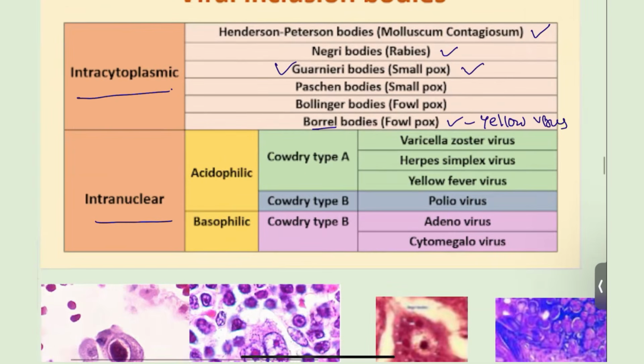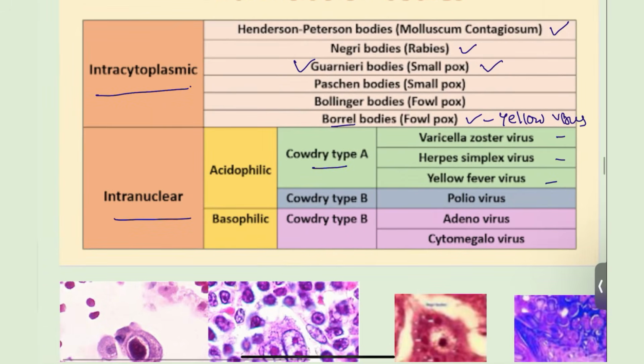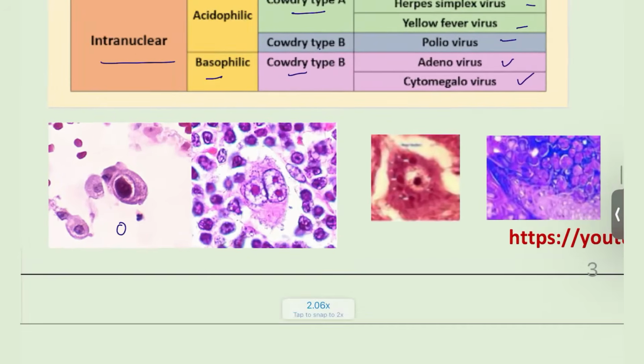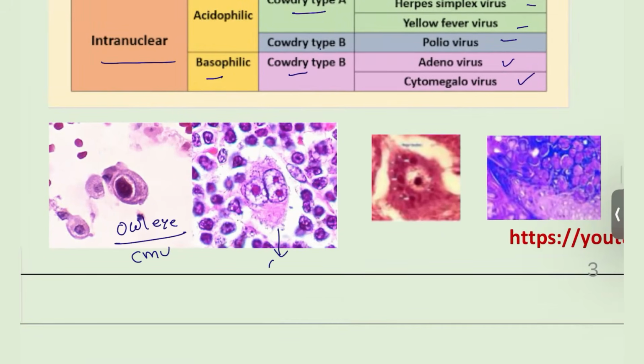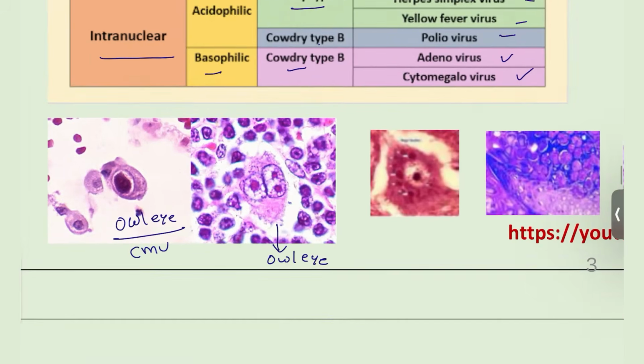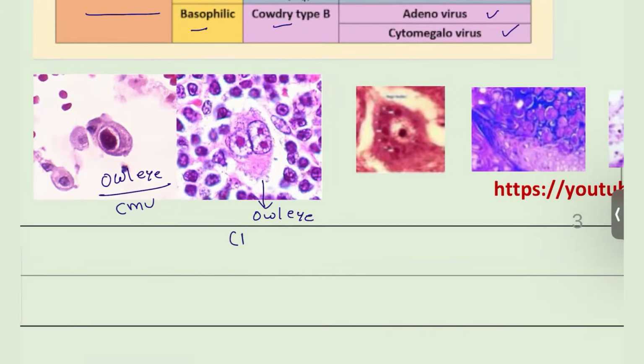Next, intranuclear inclusions. Cowdry type A is seen with varicella, herpes simplex and the yellow virus. Cowdry B is seen in the poliovirus. Cowdry type B with the basophilic is seen with the adenovirus and the cytomegalovirus. Here is the owl's eye appearance, guys, and this is seen in the cytomegalovirus. Again, this is also an owl's eye appearance, but this is known for the Reed-Sternberg cells. Reed-Sternberg cells are seen in the lymphomas.